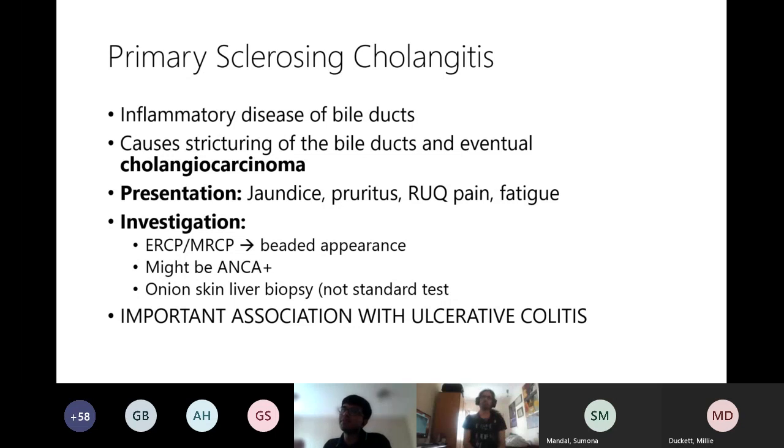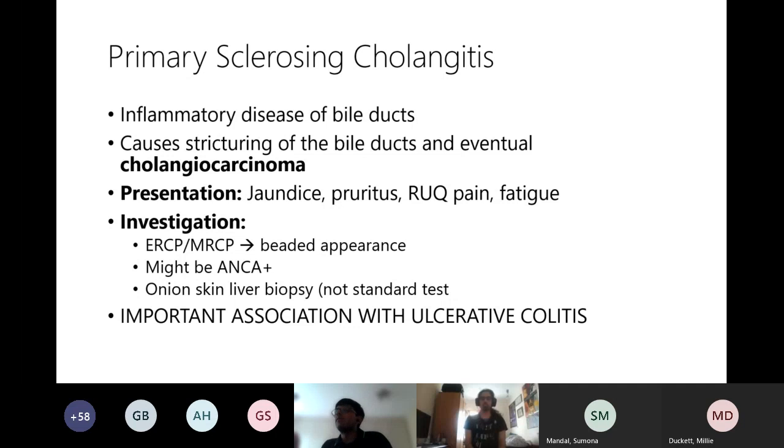Investigation, ERCP, MRCP, whatever's available. They might be ANCA positive. And we don't really do biopsies for this condition anymore, but they get onion skinning. I don't think they're going to test you on that. Do not forget the association with ulcerative colitis because it's incredibly important.